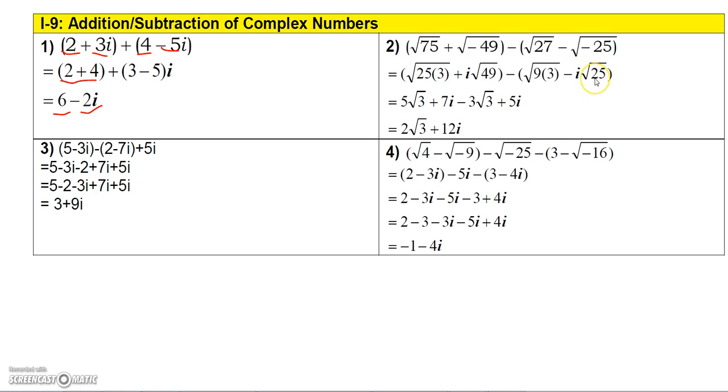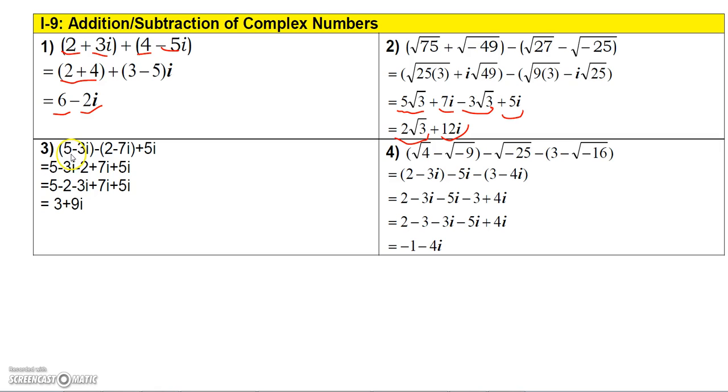And then this, the square root of 25 is 5, so I have minus 5i, but if I distribute the negative, that's going to make it a plus 5i. Now you just combine 5 square root of 3 with minus 3 square root of 3, and that gives you 2 square root of 3. And then you also combine the 7i with the 5i, and you get 12i.